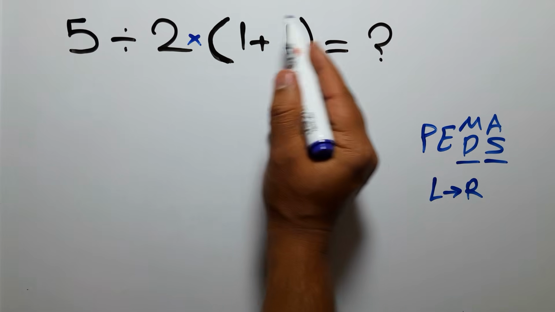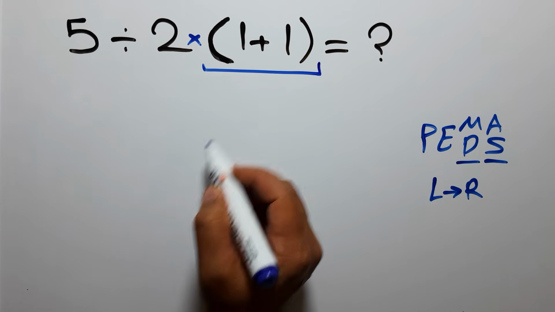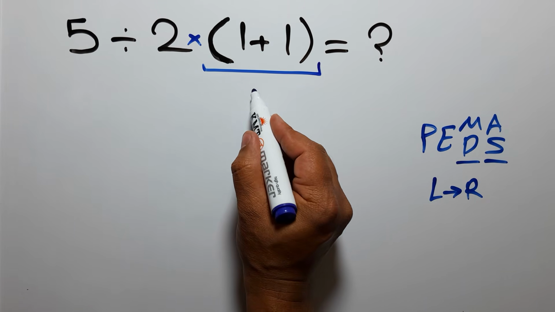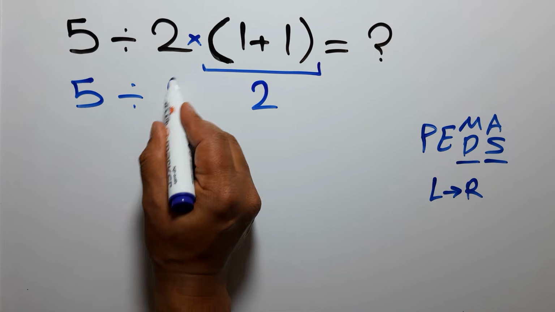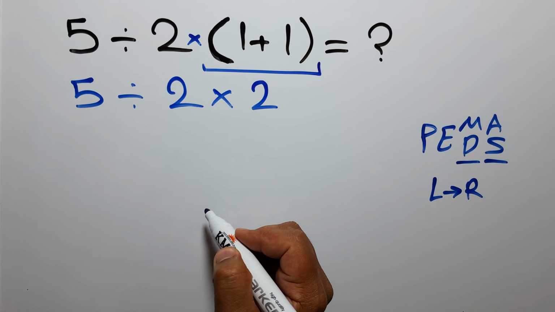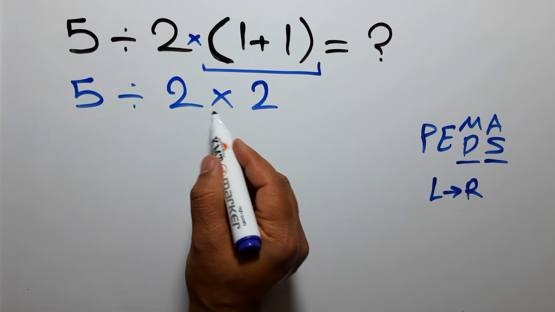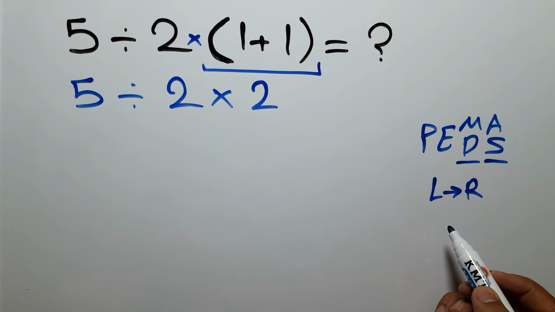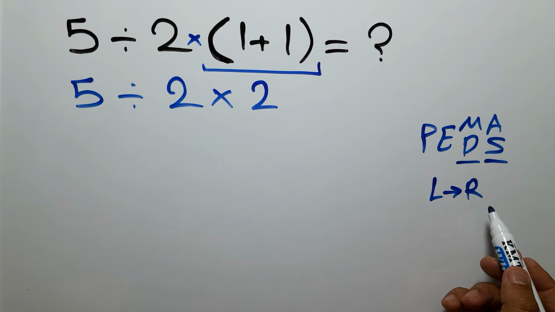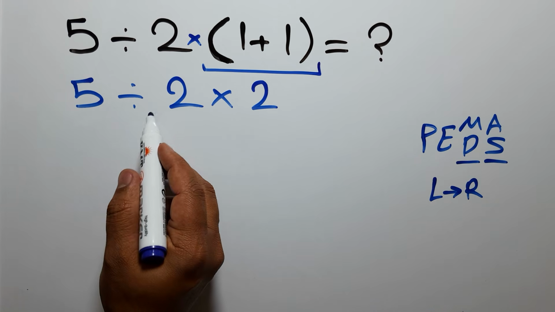So first we have to do this parentheses. Inside this parentheses we have 1 plus 1 which equals 2. So we have 5 divided by 2, then times 2. Now we have one division and one multiplication. As I said, multiplication and division have equal priority and we have to work from left to right. So here first we have to do this division.